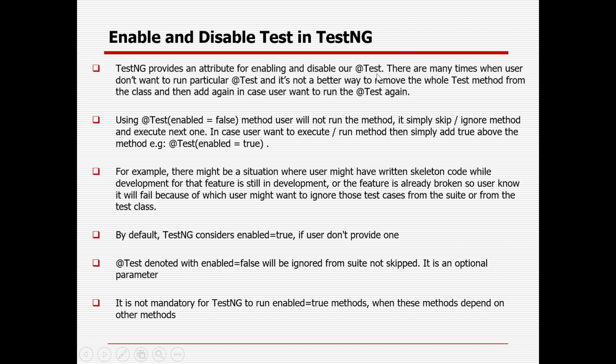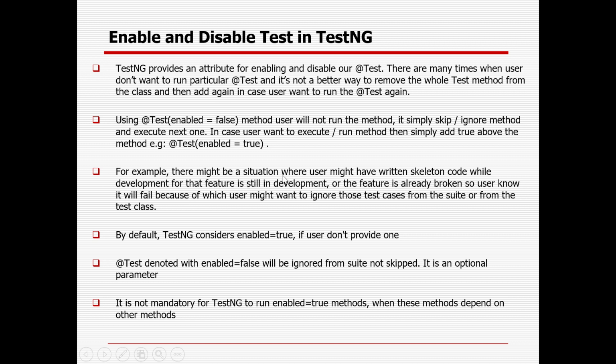There are many times when the user doesn't want to run a particular @Test, and it's not a good way to remove the whole test method from the class and then add it again when the user wants to run the test again. So using @Test enabled equal to false, the user will not run that particular method. It simply skips or ignores the method and executes the next one. In case the user wants to run it, simply add true, right? Otherwise you can keep it blank. Still it will be considered as true only.